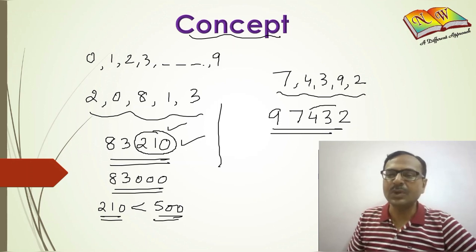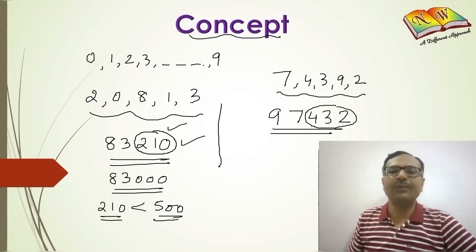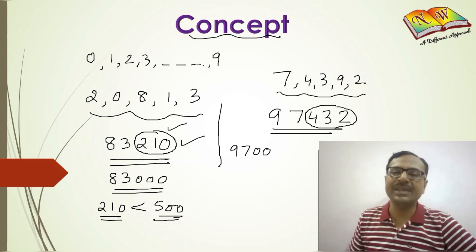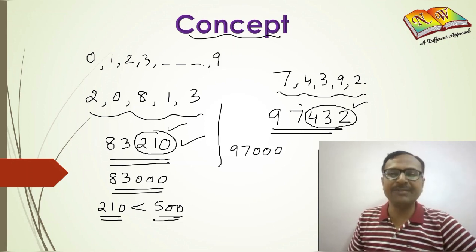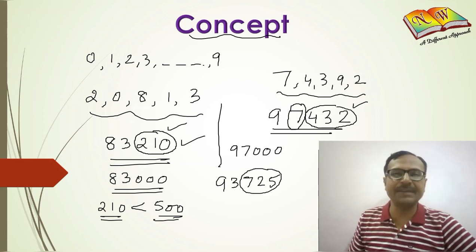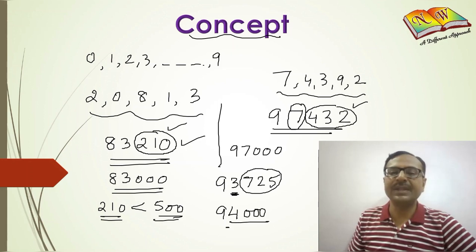Likewise, if you see here also 432. 432 is again less than 500, so 97 does not change and we have 3 zeros. In case the number here is equal to or greater than 500, then we increase the previous digit by 1. For example, suppose you have 93725. Now 725 is greater than 500, and therefore this 3 becomes 4 and it gives you 94,000 as the nearest thousand of this particular number.